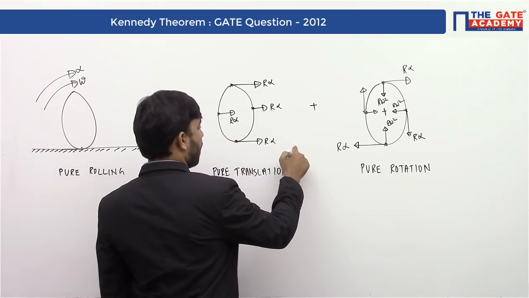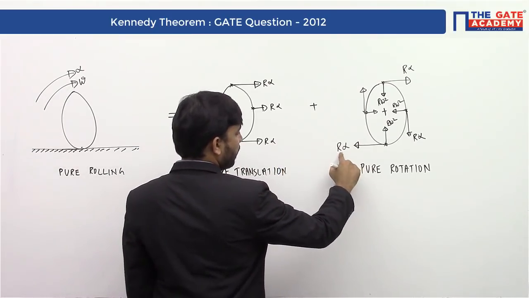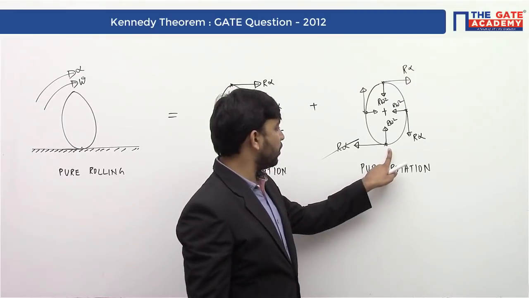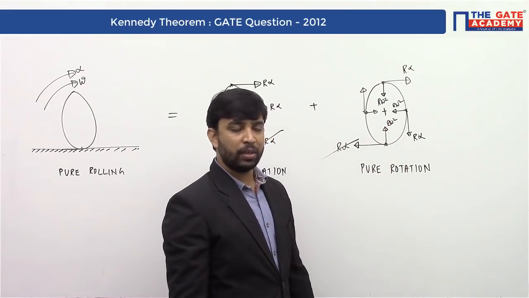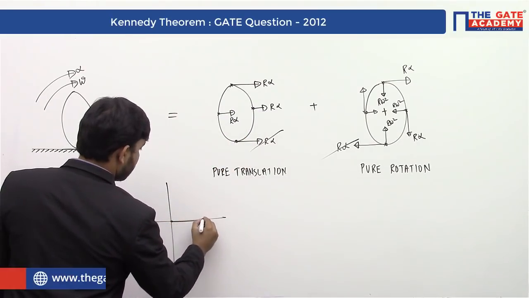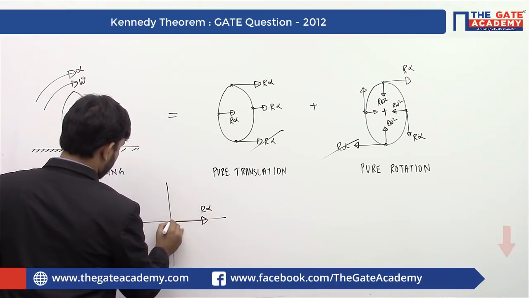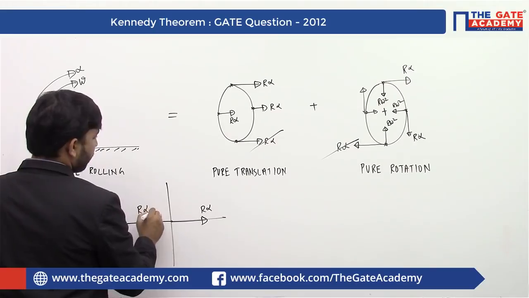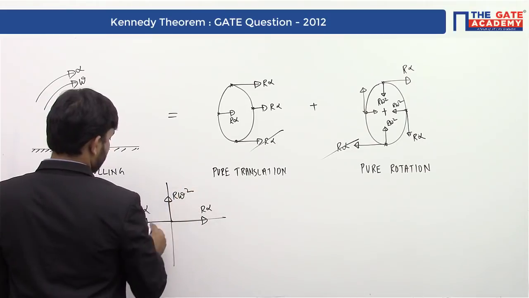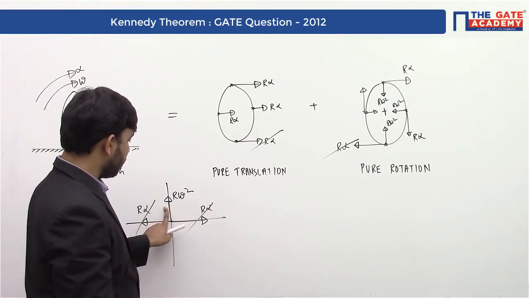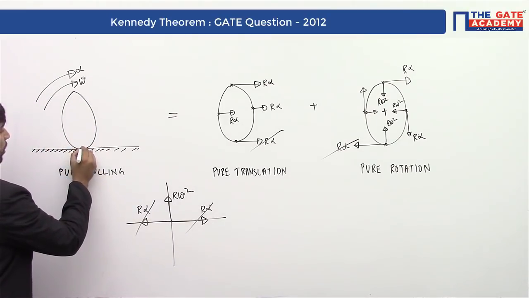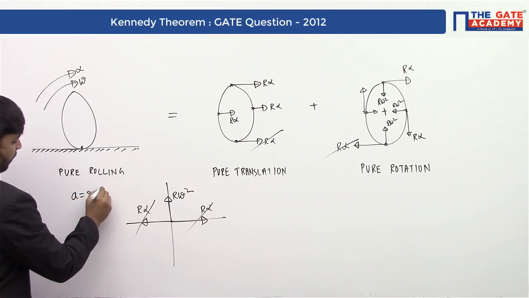Here you can see this vector is r alpha in magnitude and the direction is this one. This vector is also of the same magnitude but in the opposite direction. So I can cancel these two vectors, and at the point of contact there is only one vector left, that is r omega squared. You can draw a vector diagram like this. Because of pure translation there is an r alpha vector in the positive x direction, because of rotation there is an r alpha vector in the negative x direction, and there is one more vector, r omega squared, in this direction. These two vectors get cancelled, and the resultant vector is r omega squared. So in case of pure rolling motion, the acceleration of the point of contact will be r omega squared.